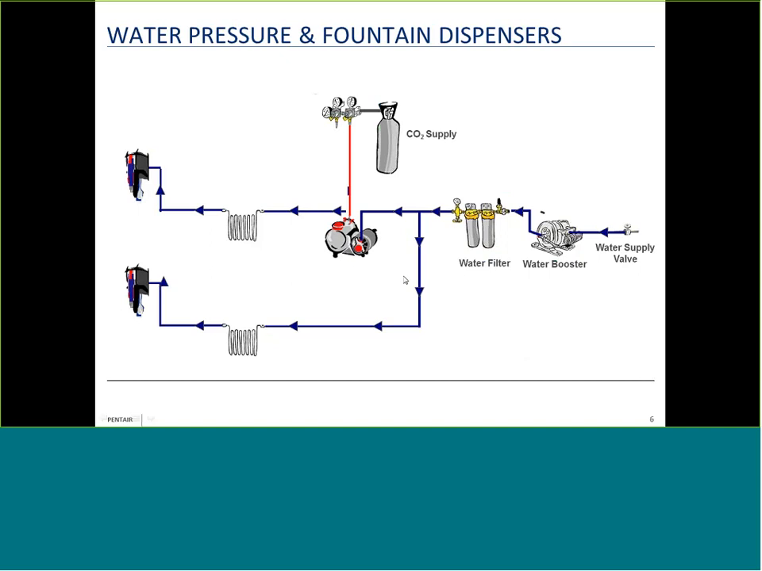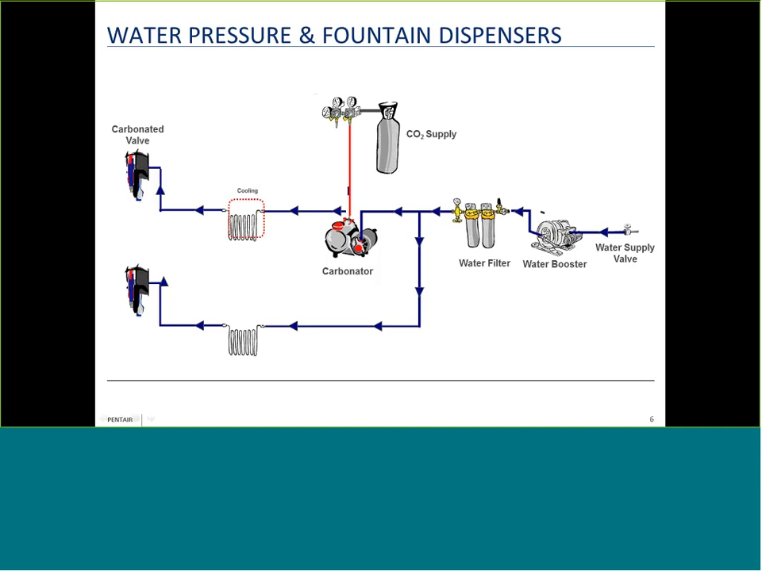And then you have the CO2 supply that'll feed the carbonator pump. You want to make sure we're getting that carbonator pump its proper flow rate so we don't damage it. And that's where the water booster before the filters comes into play, because if the filters were on the low pressure side of the water booster, we would be subjected to the impact of that low water pressure on filtration, reducing the life of those filters.